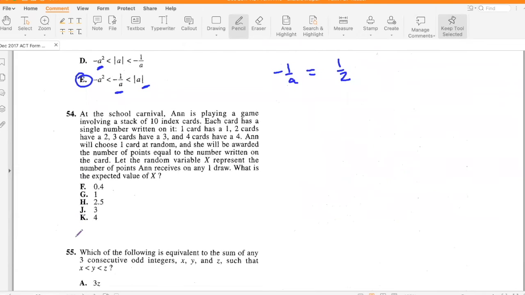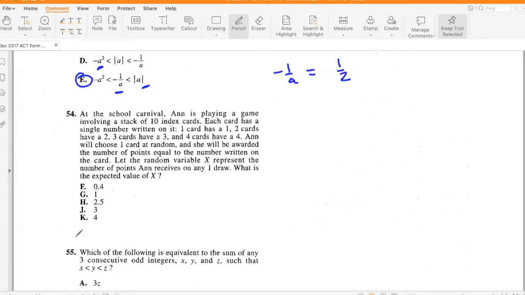At the school carnival, Anne is playing a game involving a stack of 10 index cards. Each card has a single number written on it. One card has a 1, two cards have a 2, three cards have a 3, and four cards have a 4. Anne will choose one card at random and she will be awarded the number of points equal to the number written on the card. Let the random variable x represent the number of points Anne receives on any one draw. What is the expected value of x?